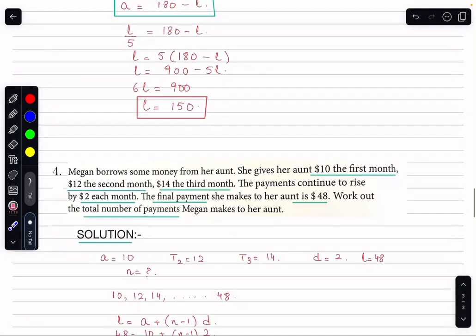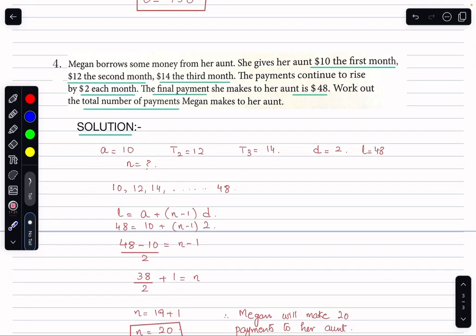Let's move to the next question. Megan borrows some money from her aunt. She gives her aunt $10 the first month, so that means A shall be equal to 10. $12 the second month, that means T2 equals 12. $14 the third month, meaning T3 equals 14. The payment continues to rise by $2 each month. Now, $2 each month is a constant amount. So for this series, this $2 is my common difference, which equals 2 here.